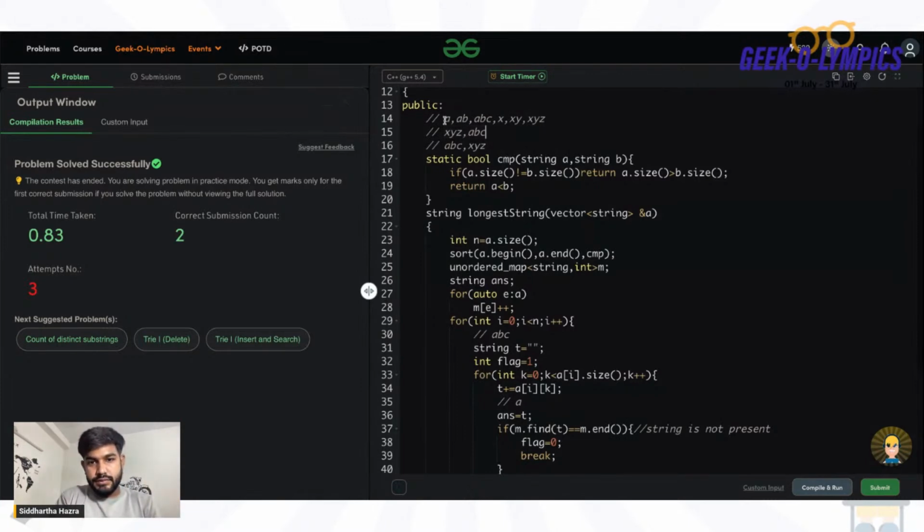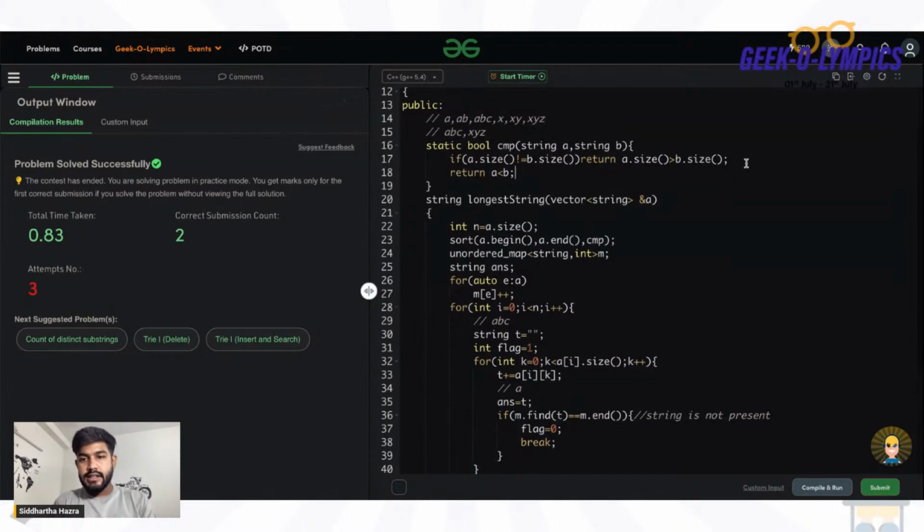So let's say this is given, and because of this the array would look something like this. It would look something like this. From this if statement, I would just keep it. So this just prioritizes the length first. So here also AB would come before and XY would come after, then A, then X. So here we keep prioritizing length.